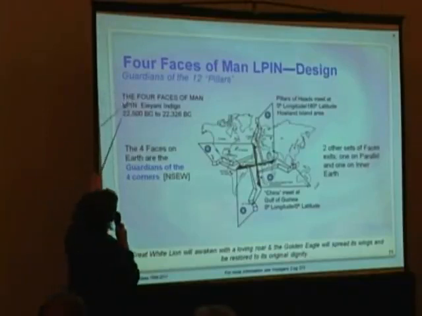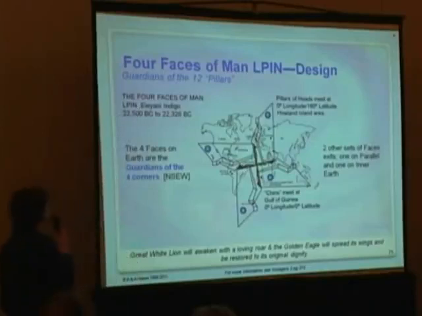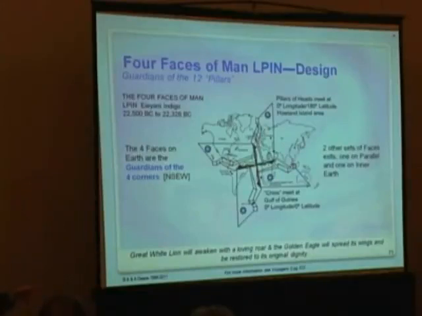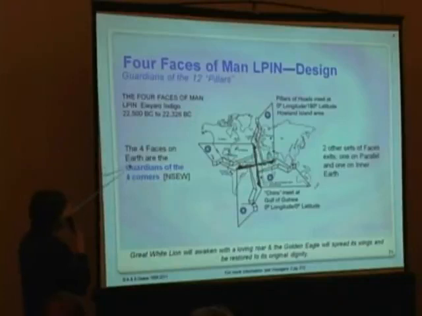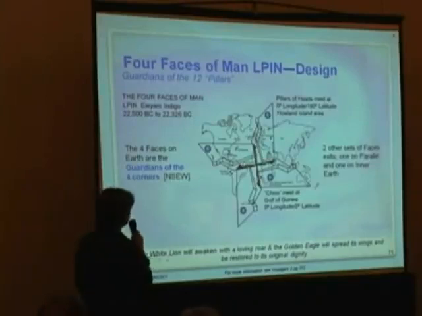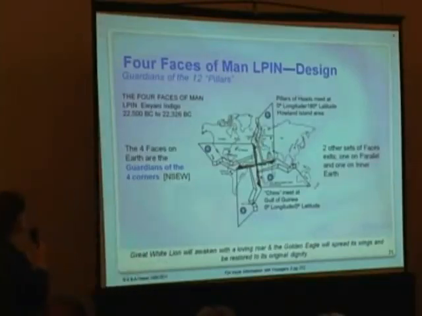The Four Faces of Man was created by the Iani Indigo in 22,500 BC to 22,326 BC in preparation for the stellar activation cycle back then, in order to create that level 12 planetary Maharic seal. The four faces are the guardians of the four corners, the north, the south, the east, and the west. The great white lion will awaken with a loving roar, and the golden eagle will spread its wings and be restored to its original dignity once this LPIN system reaches its 12th level of activation.